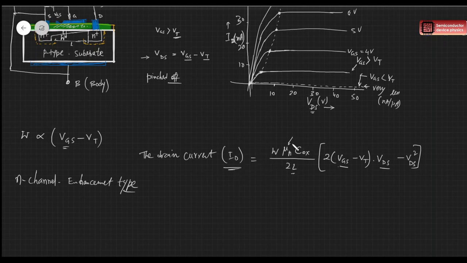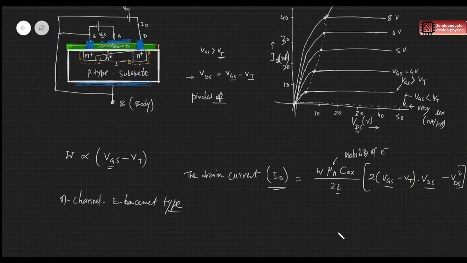This mu n is the mobility of electron, because this is the n channel, right? And electrons will be the carrier for this particular example. So this is the mobility of electron in the channel, here in this region, in the channel region.